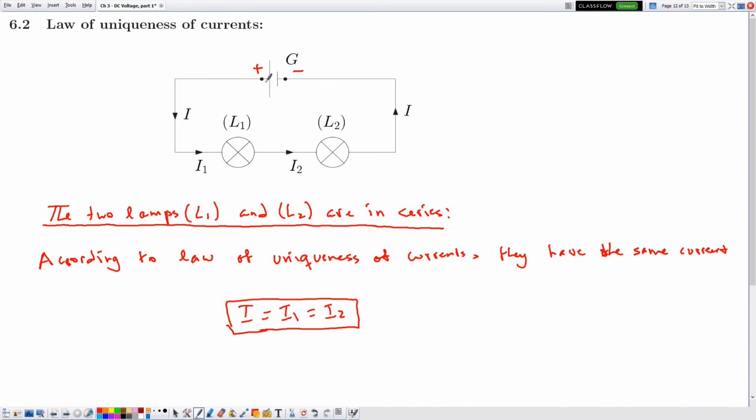Now suppose that the main current delivered by the battery is, for example, 4 amperes. Then according to the law of uniqueness of current, the value of I1 traversing the lamp L1 will be 4 amperes, and the value of the current I2 traversing the lamp L2 will be 4 amperes, and the same for here. And by this we have finished the explanation of part 1. Now in the next part we'll complete the explanation of this chapter.